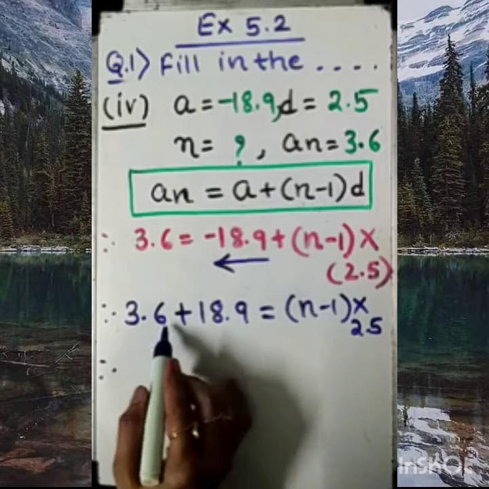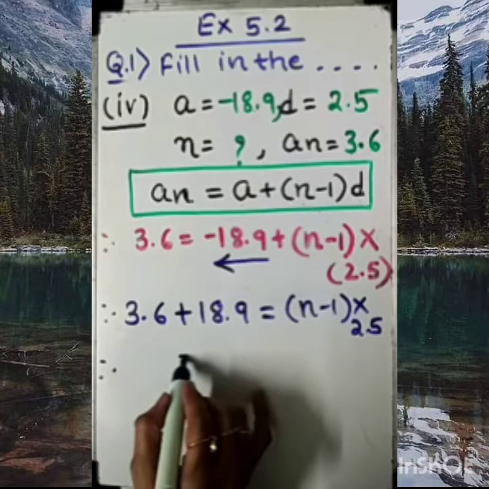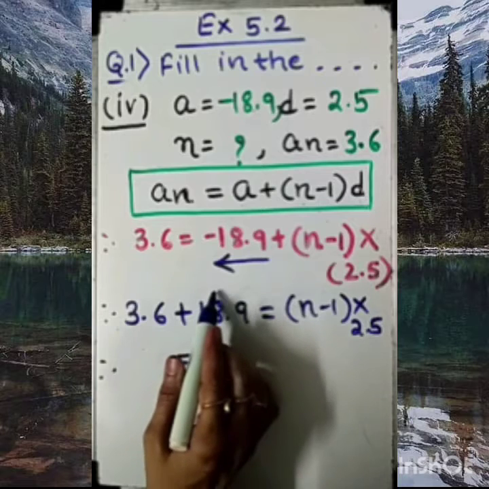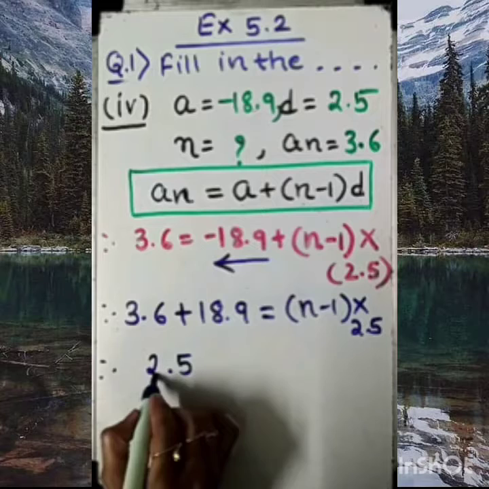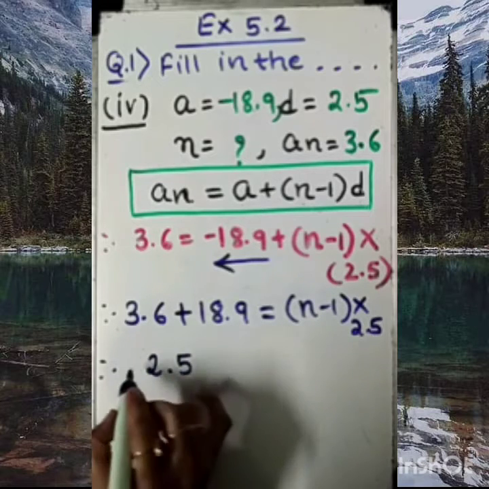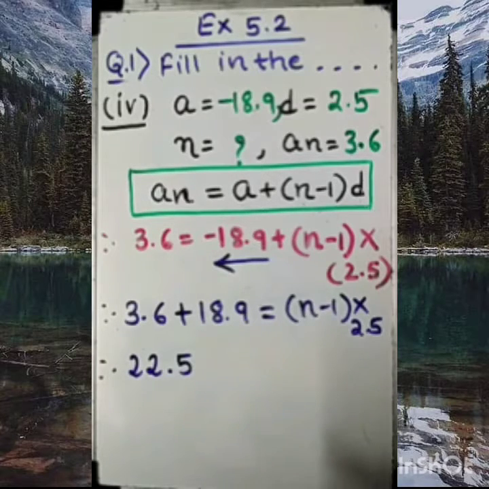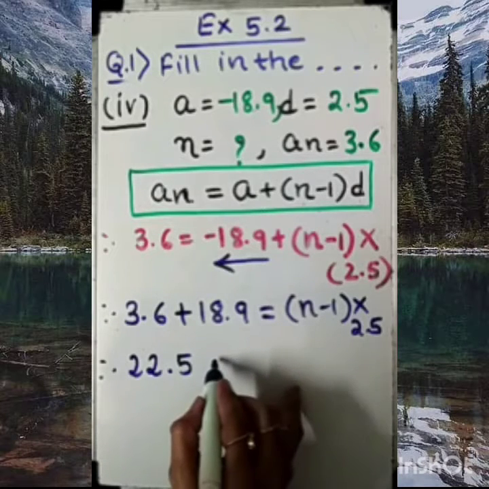9 plus 6, 15. 1 carry over. 8 plus 1, 9. 9 plus 3, that is 12, 1 carry over. So I am getting 22.5. The sum of this is coming 22.5.